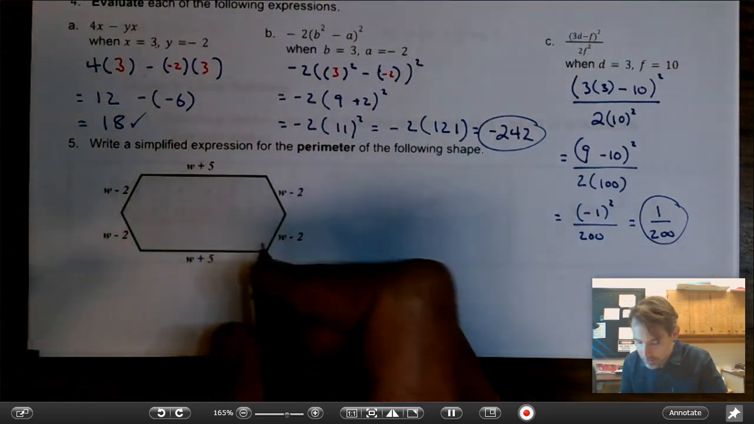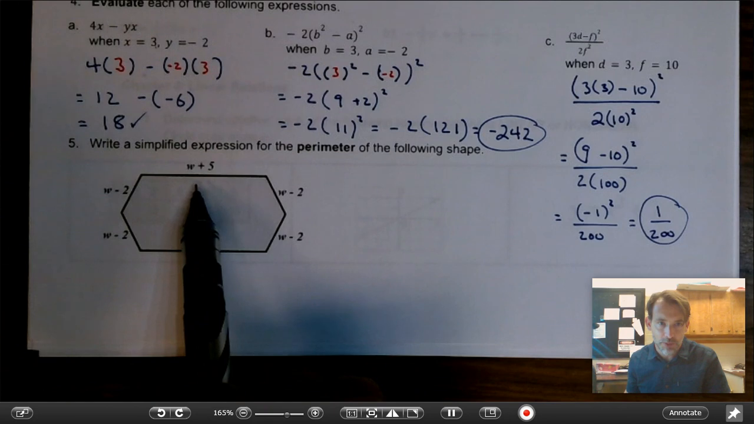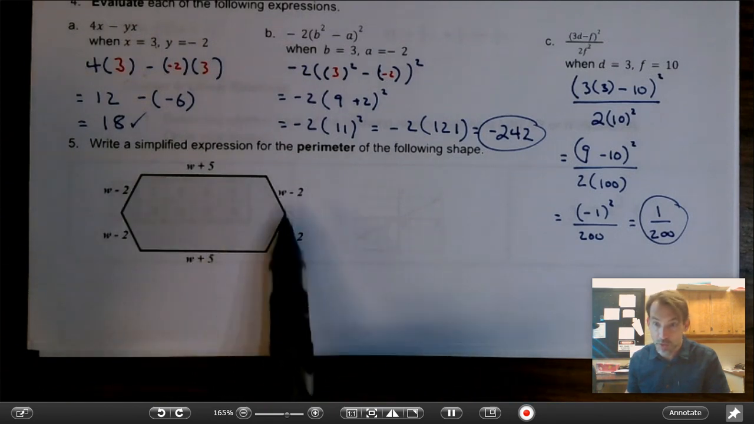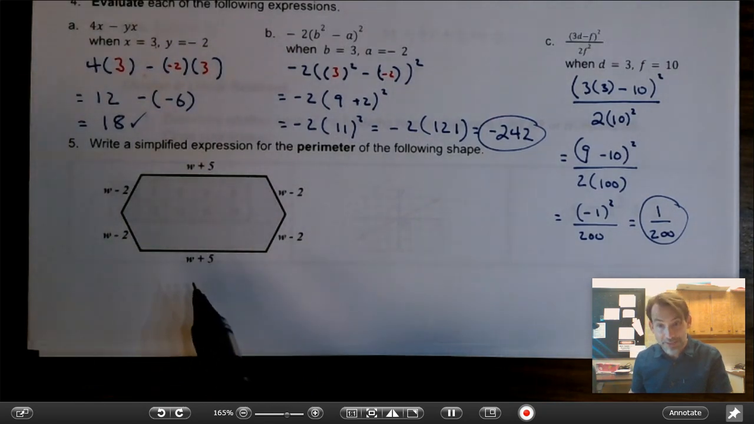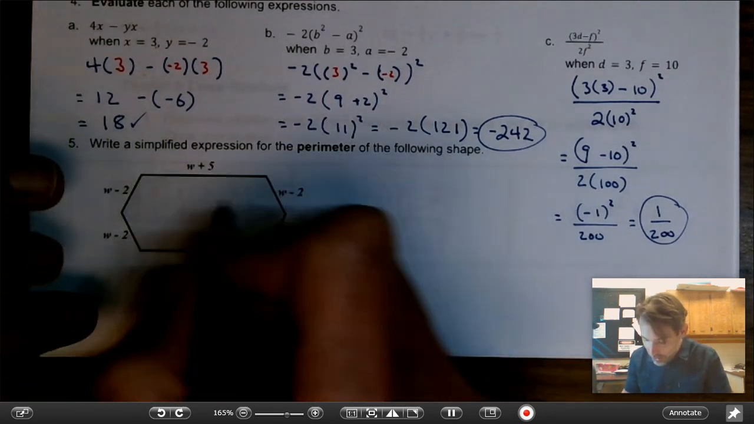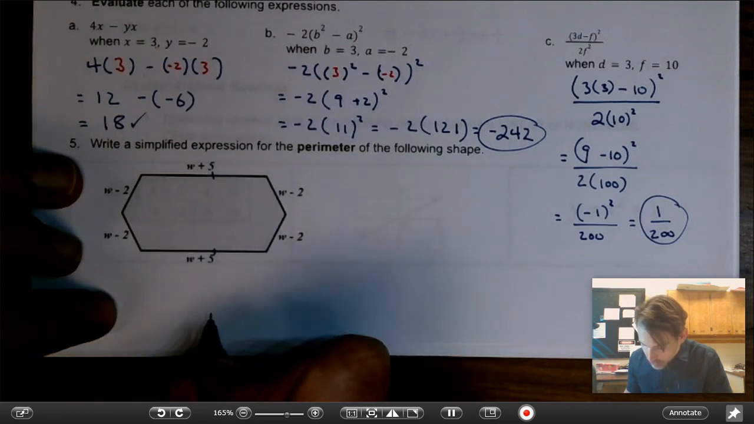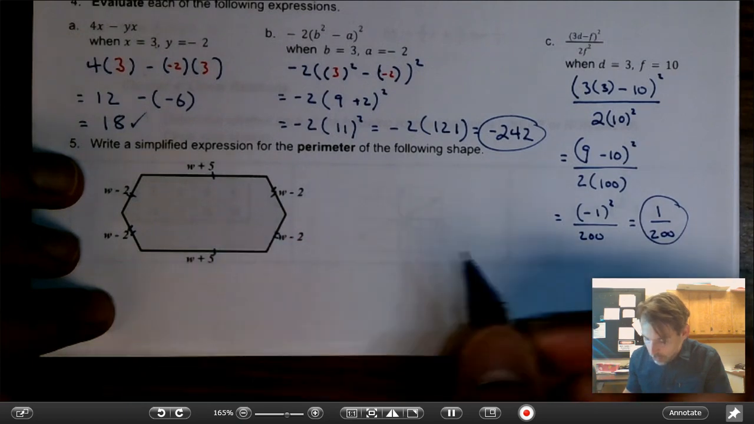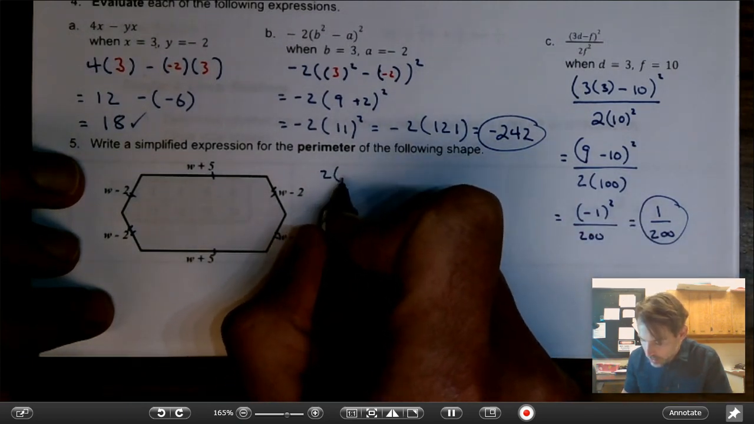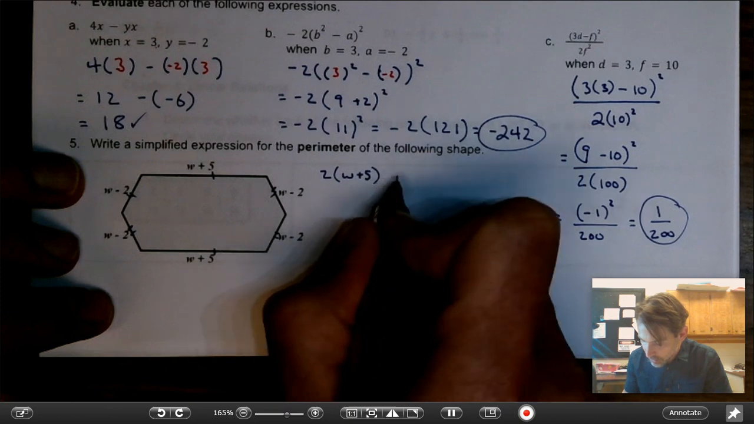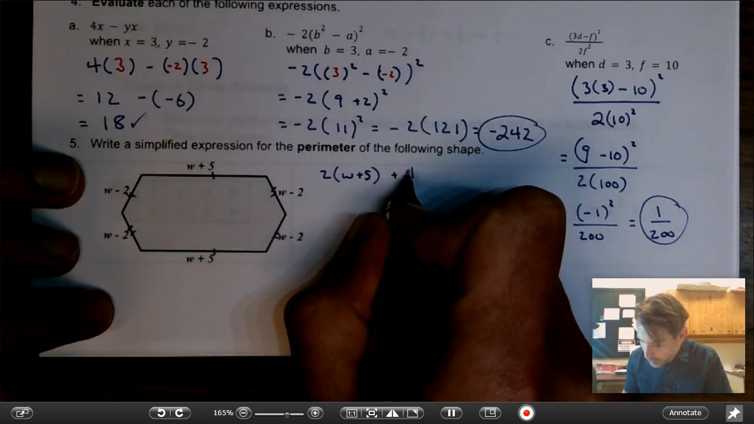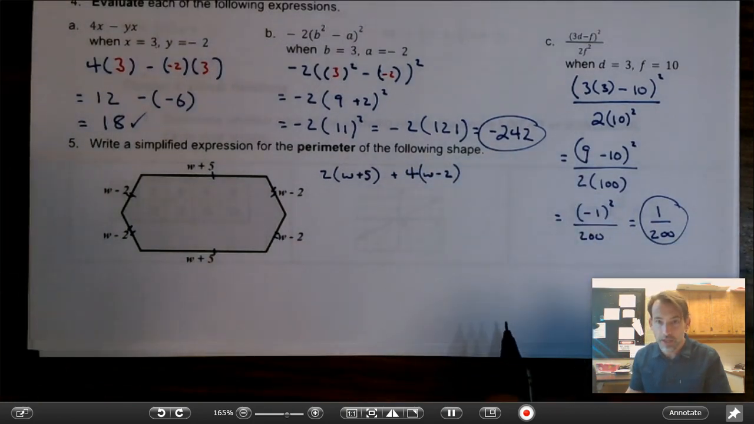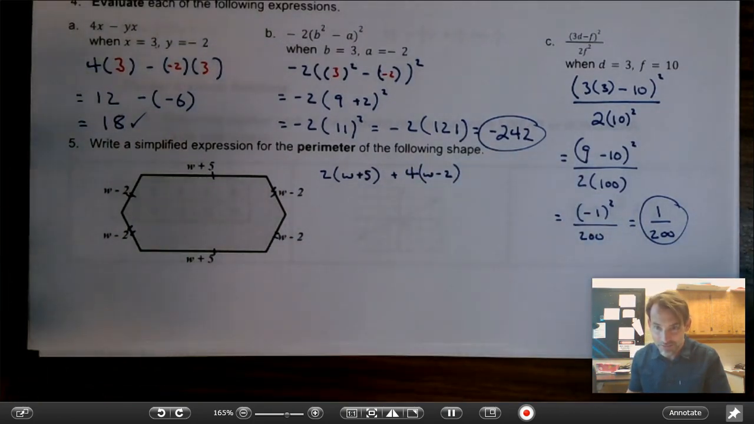Okay, here's something I notice. There's a few ways to do this. You could say w plus 5 plus w plus 5 plus w minus 2 plus w minus 2 plus w minus 2 plus w minus 2. You could do this. Or you could do it this way. I got 1, 2 of those, and I got 1, 2, 3, 4 of those. So this is 2 times w plus 5 plus 4 times w minus 2. That's how you would write it out if you want to save some time.